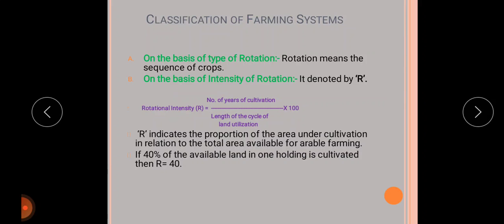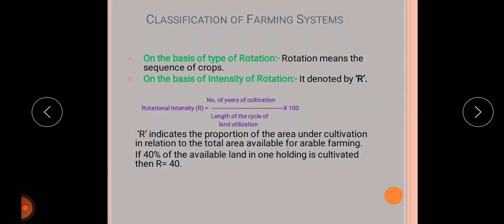Rotation means the sequence of crops. It is the effective utilization of land, where different crops are cultivated on the same piece of land in parts of the year. So it will be more intensive cropping, with maximization of yield from one piece of land. And the second one is on the basis of intensity of rotation.